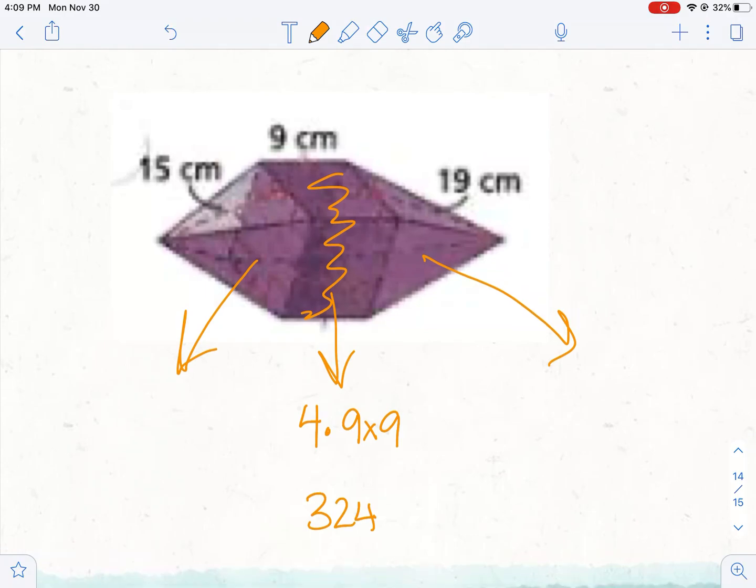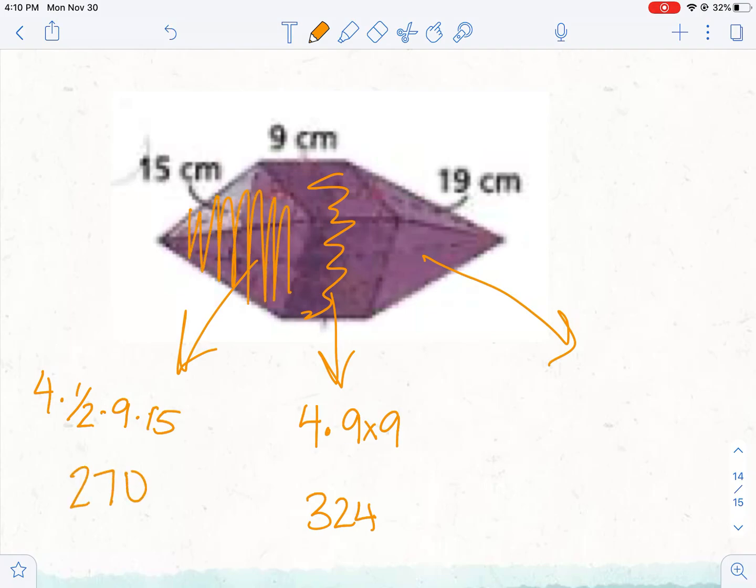Over here on my pyramid, I've really got 4 triangles where each is half times 9 times that slant height 15. I'm not worrying about my base. When I throw that in a calculator, just this part is 270, all 4 of those triangles going around. I'll do the same thing on this other side. I've got 4 triangles going around. I'm not including the base.